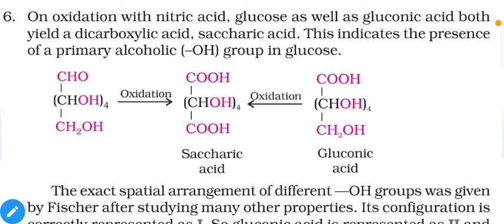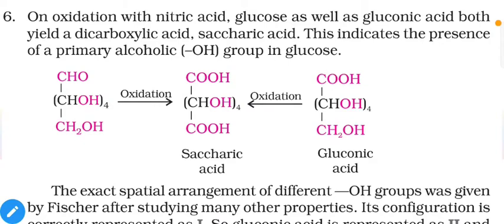Now the sixth point is that on oxidation with nitric acid, glucose as well as gluconic acid both yield a dicarboxylic acid, saccharic acid. So in this case we can say that when we have a mild oxidizing agent, then you can convert aldehyde into carboxylic acid. But to convert an alcoholic group, a primary alcoholic group, into carboxylic acid, you need a stronger oxidizing agent. So as this reaction suggests, when we oxidize using a strong oxidizing agent, you will get a dicarboxylic acid compound.